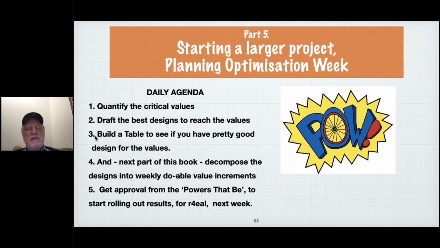The third day, let's call it Wednesday, we build one of these tables and take a look at, try to generate some numbers for how good we think these designs or these architectures are for reaching the values. And if we seem to have pretty good numbers and a reasonable possibility that the architecture designs will reach the values, we feel comfortable and we move on to step 4 or Thursday.